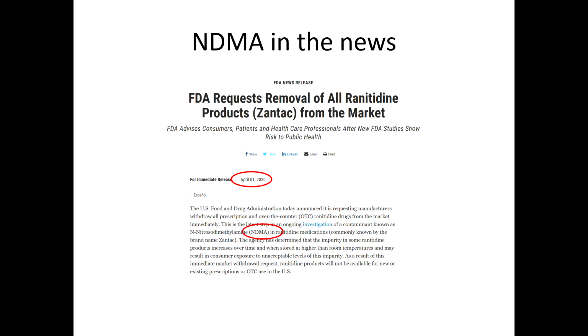This is just from April 1st, which as I'm recording this is a week ago. In future years, you'll say, wow, that was a long time ago. But as I'm recording, it was last week that the U.S. Food and Drug Administration announced that it was going to ask manufacturers to withdraw all prescription and over-the-counter ranitidine drugs, which is Zantac, which is for heartburn, because NDMA can form. It's determined that the impurity in some ranitidine products increases over time, and when stored at higher than room temperature may result in consumer exposure to unacceptable levels of NDMA.